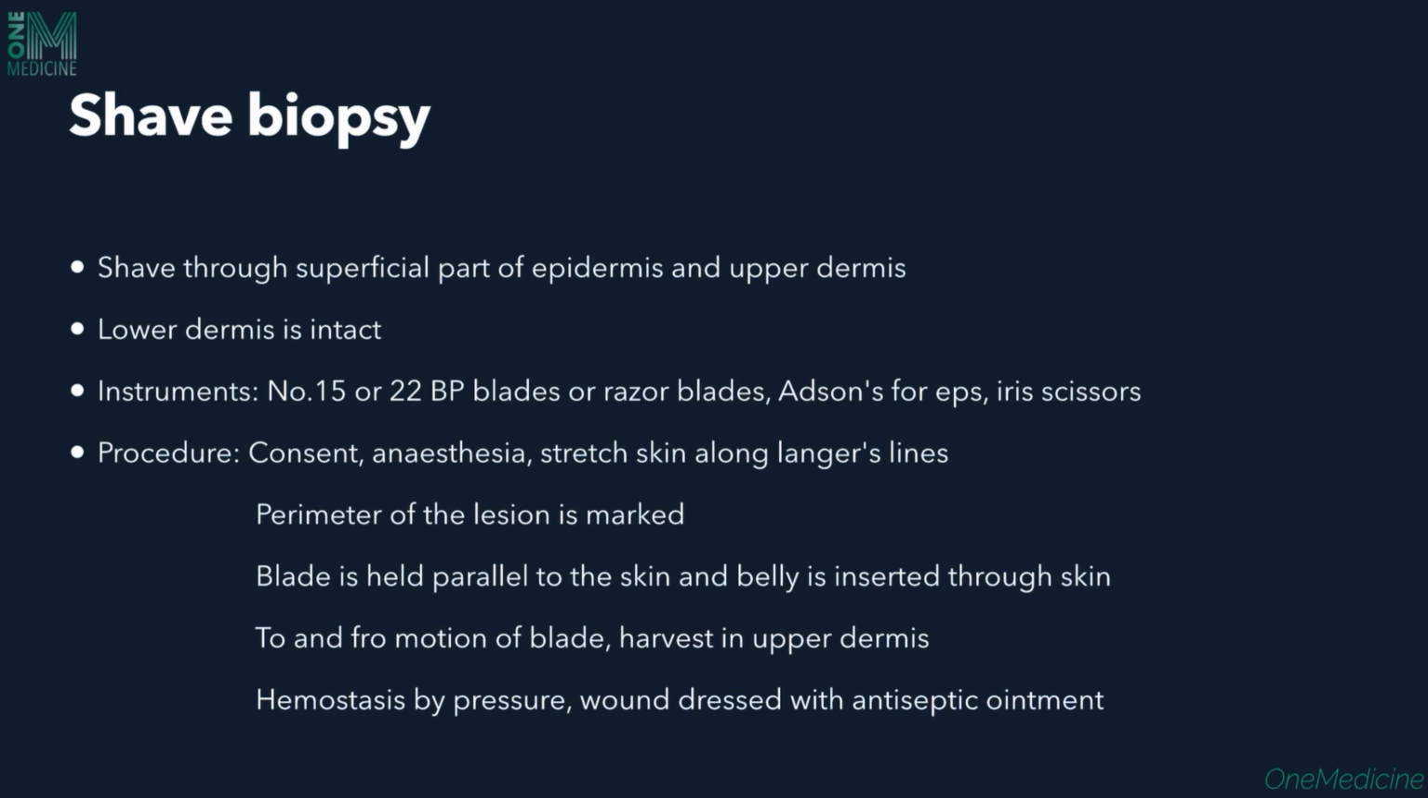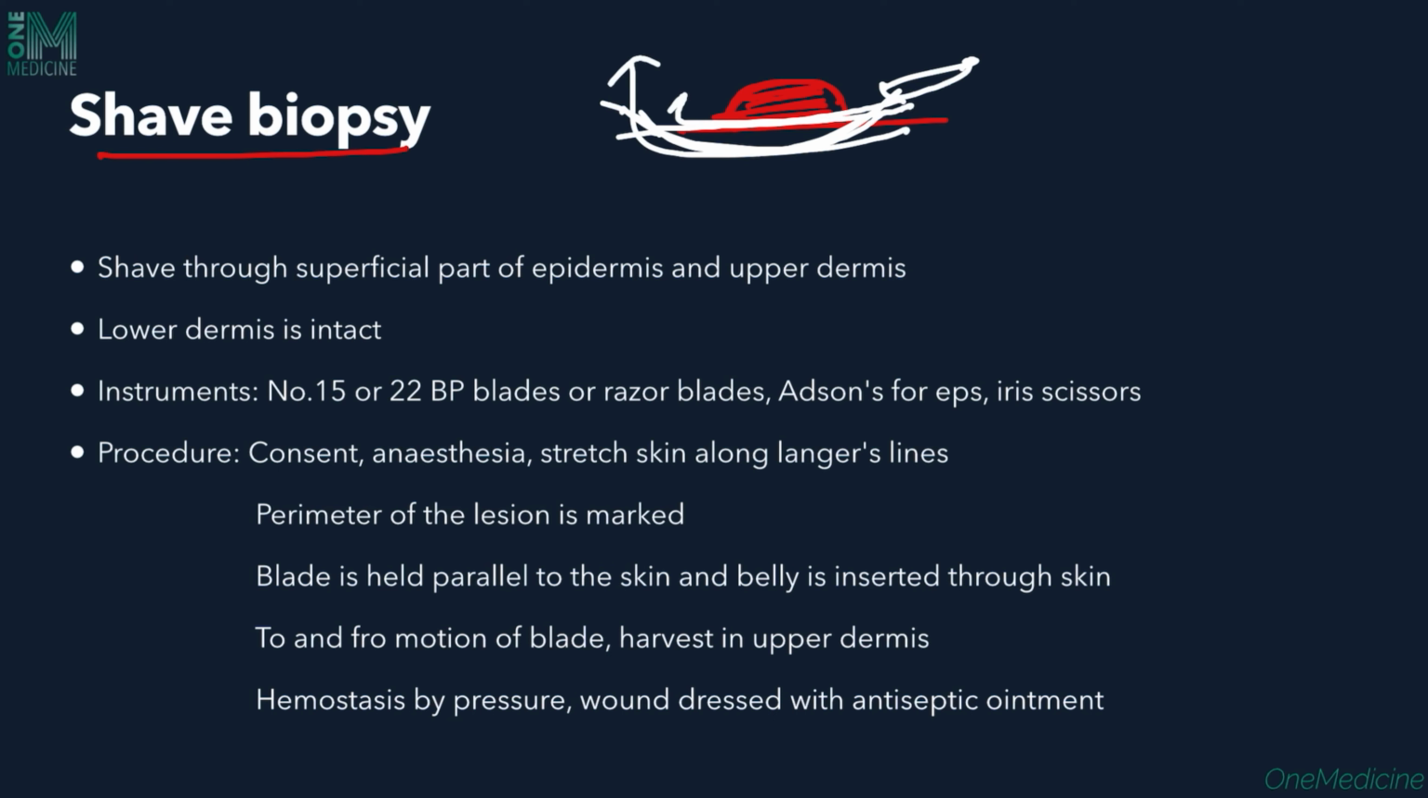Techniques. So, firstly, coming to the shave biopsy. Shave biopsy is basically shaving through the superficial part of the epidermis. So the top part, if the lesion is elevated, above the skin surface, a blade is chosen and it is scraped like this. The upper part of the dermis also can be included while doing this. That method is called a shave biopsy. The scalpel is taken which runs parallel to the skin surface, and then the biopsy is done. So the lower dermis is intact in this particular case.